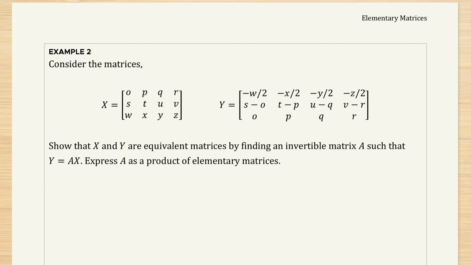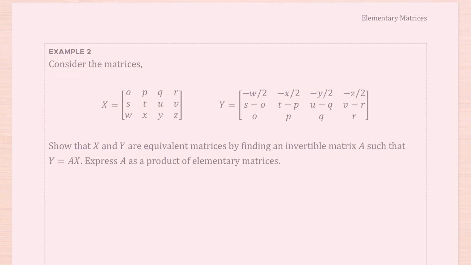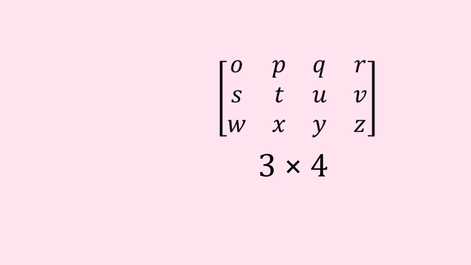Here's another example, with letters. Similarly to example 1, we're given a matrix, in this case X. We have to find a matrix so that when we multiply this matrix to the left of X, we get this matrix Y. We have to figure out the dimensions of this matrix A. X is 3 by 4.